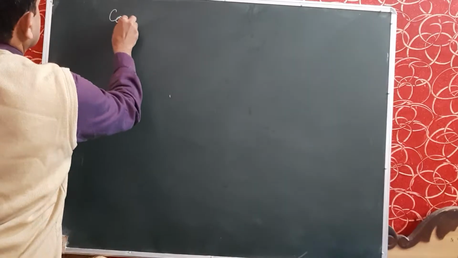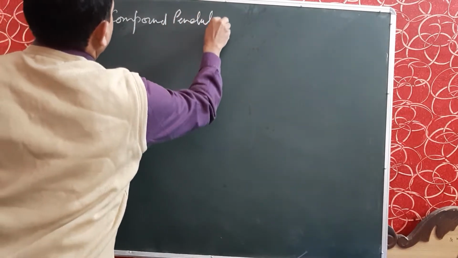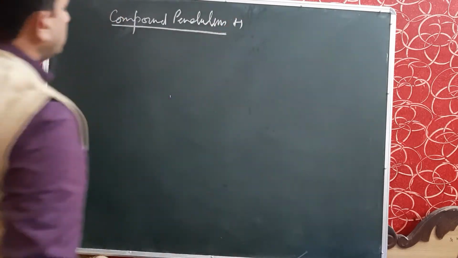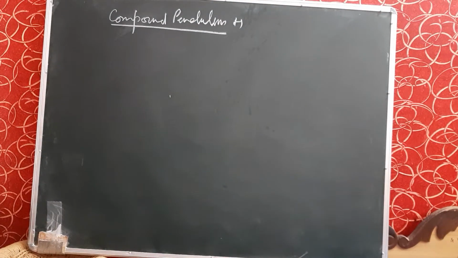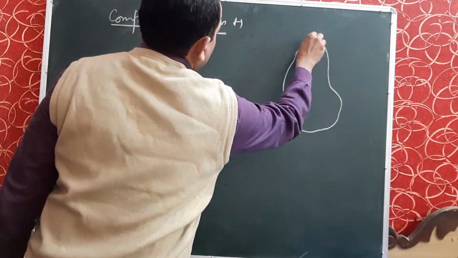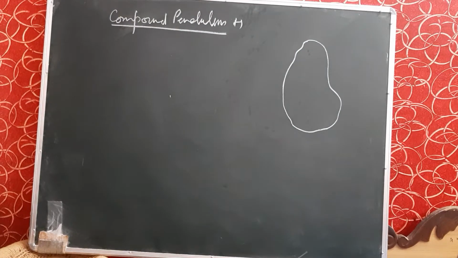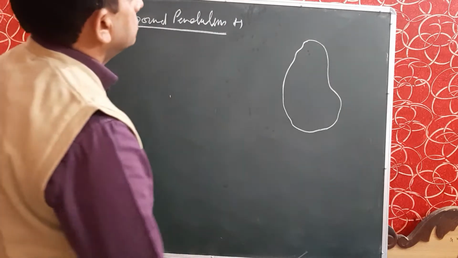Our next oscillator is the compound pendulum. It is also a mechanical oscillator. So, what is a compound pendulum? It is any rigid body which can freely rotate in a vertical plane about a horizontal axis.